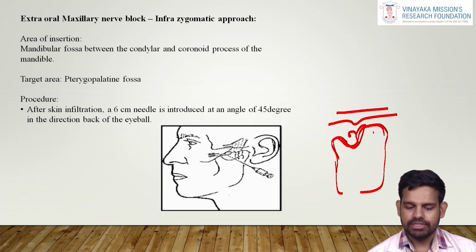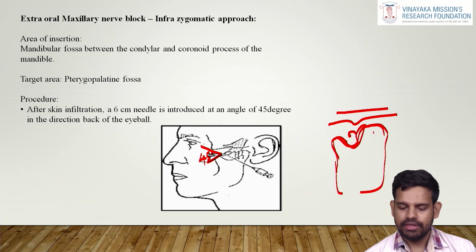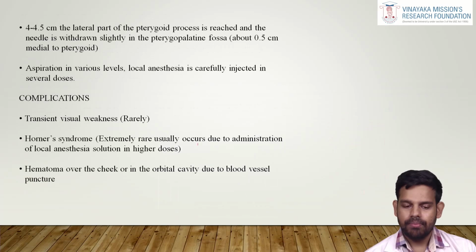A skin infiltration was given, followed by that the 6 cm needle is introduced at an angle of 45 degrees in the direction of the back of the eyeball. So at an angle of 45 degrees, the needle is inserted pointing towards the back of the eye. The needle is inserted 4 to 4.5 centimeters, the lateral part of the pterygoid process is reached, and the needle is withdrawn slightly into the pterygopalatine fossa, about 0.5 centimeter medial to the pterygoid. So we insert the 6 centimeter needle, and we withdraw the needle to 4 to 4.5 centimeters to reach the pterygopalatine fossa.